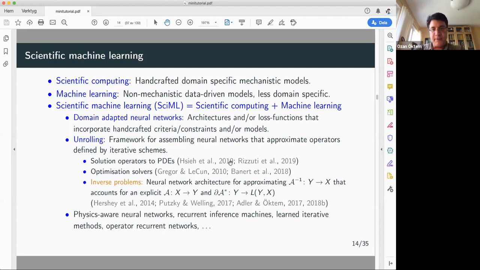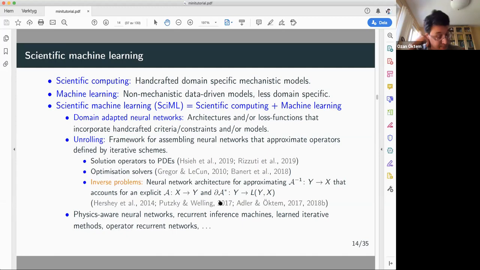These are some example references taking that approach. You can use this for the operator that is given by the solution of a convex optimization problem. You could address that in a similar manner. Or in case of inverse problems, what we want is a deep neural network that approximates A inverse, or a regularized version of A inverse, maybe I should say. And we know explicit information about A and also preferably the adjoint of A.